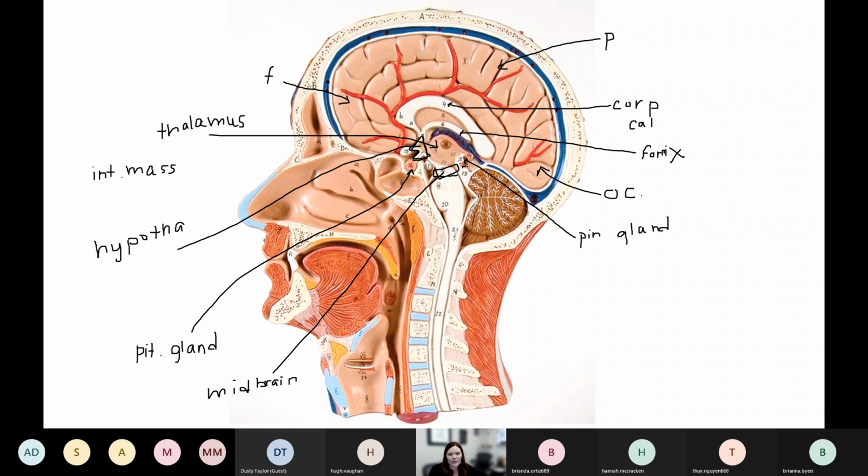What's more exciting is here on the back, number 18. So number 18 down here, this is what's called the corpora quadrigemina. Corpora quadrigemina, and I'll type that as well. This name literally means the four bodies or the four bumps. There's two on each side of the back of the midbrain. These are reflex centers in your brain.